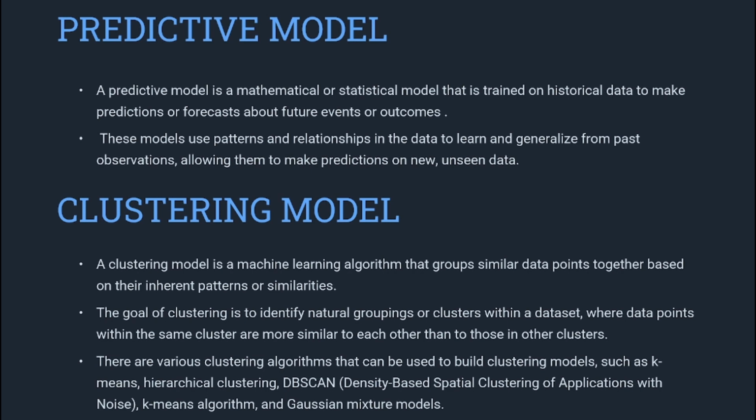Clustering model. A clustering model is a machine learning algorithm that groups similar data points together based on the inherent pattern of similarities. The goal of clustering is to identify natural groupings or clusters within a dataset, where data points within the same cluster are more similar to each other than those in other clusters. There are various clustering algorithms that can be used to build clustering models, such as k-means, hierarchical clustering, DBSCAN, and Gaussian mixture models.